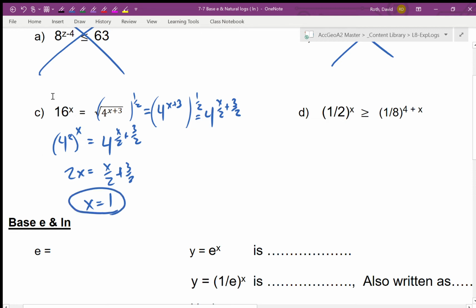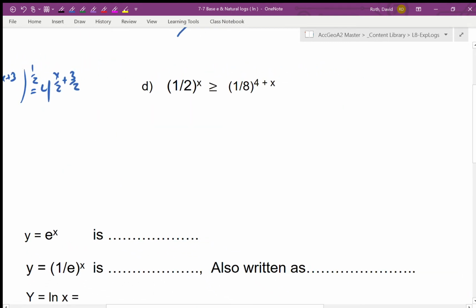Now, is that going to cause any problems? Sure. There's no logs going on here. This is an exponential. No worries. Okay, over here. Can I get these two to the same base? Well, I might first think, well, 1/8 is 1/2 cubed.